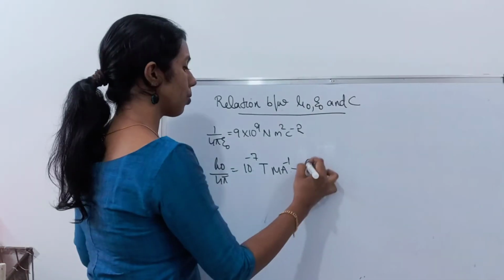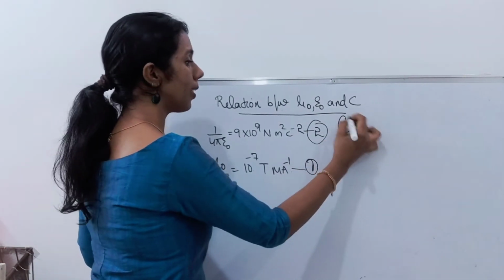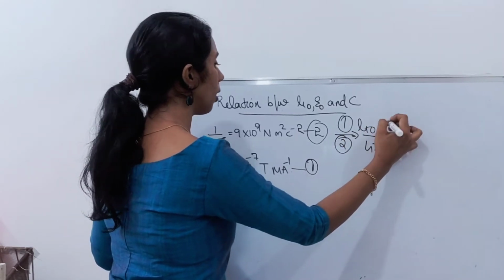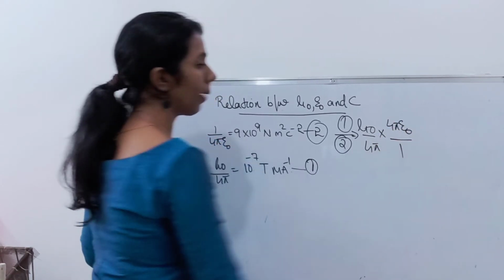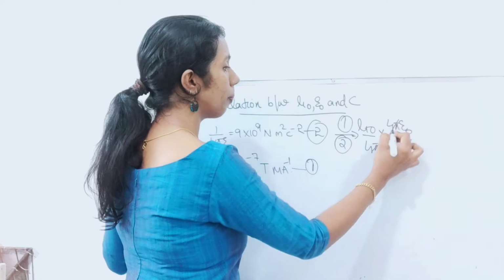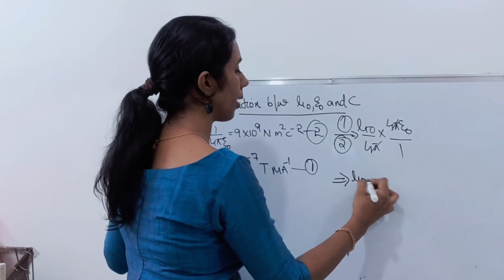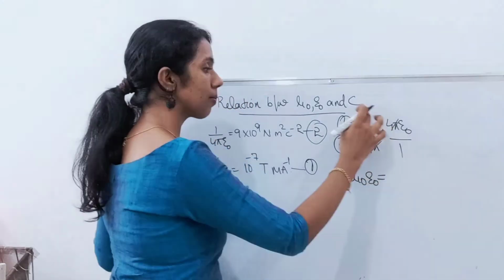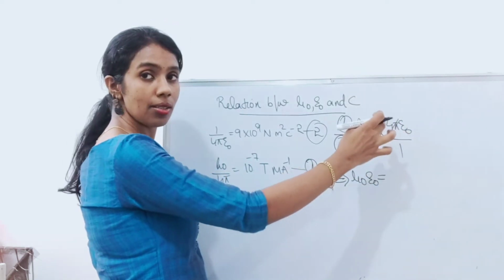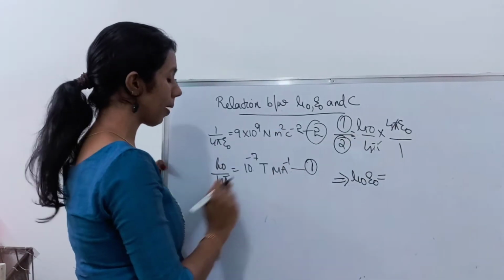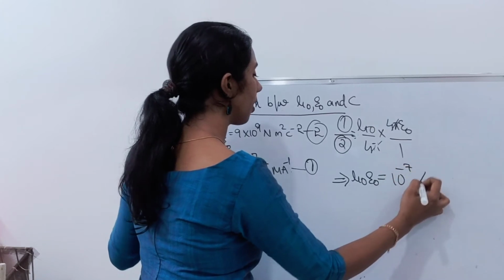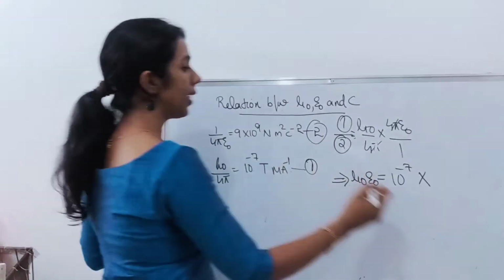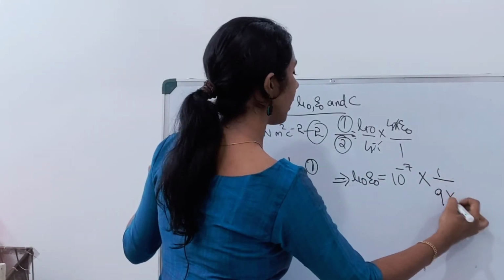Now, we will divide these two equations. 1 divided by 2 gives mu 0 by 4 pi into 4 pi epsilon 0 divided by 1. The 4 pi cancels. This implies mu 0 epsilon 0 is mu 0 by 4 pi into 4 pi epsilon 0. Substituting the values, mu 0 by 4 pi is 10 raised to minus 7, and 4 pi epsilon 0 is 1 divided by 9 into 10 raised to 9.